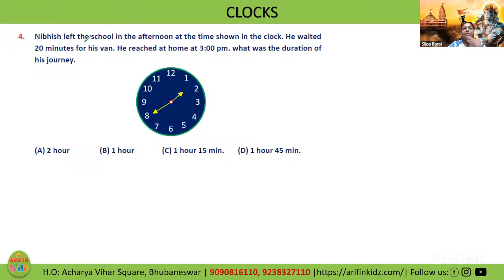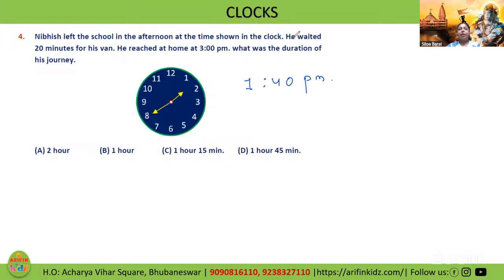See, Nevis left the school in the afternoon at the time shown in the clock. He waited 20 minutes for his van. He reached home at 3 p.m. What was the duration of his journey? Now all of you see. Nevis left the school in the afternoon at the time shown in the clock. The time shown in the clock is 1:40. Afternoon means it is PM, beta.